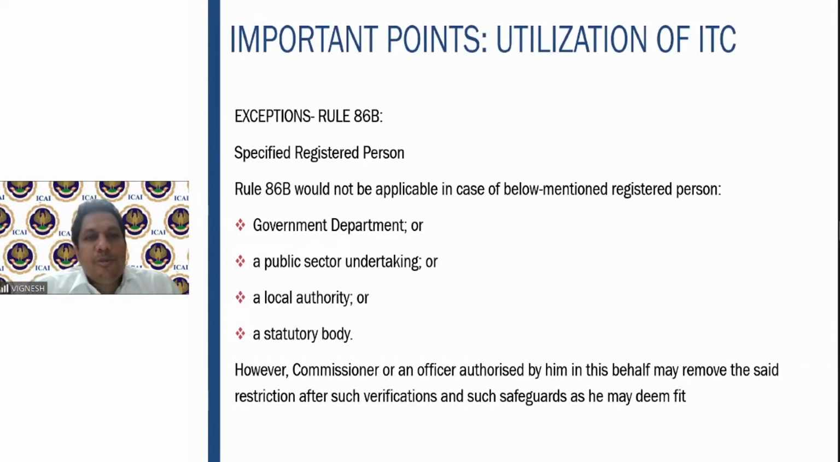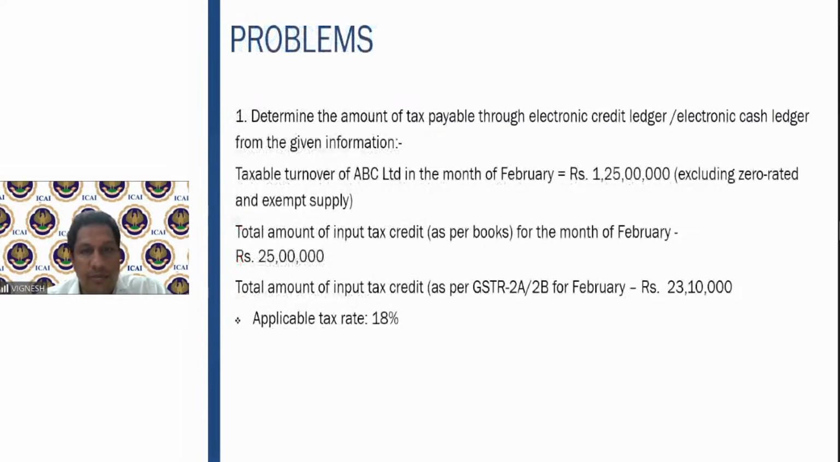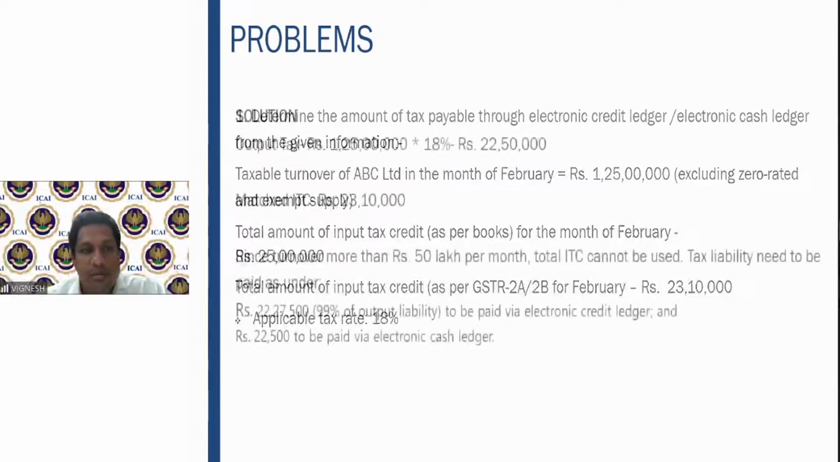Now, exceptions in 86B: specified registered persons. 86B will not be applicable to the below mentioned registered persons: government department, public sector undertaking, local authority, statutory body. In all these 4 cases, 86B will not be applicable. But sometimes the commissioner or any other officer authorized by him can also remove the restriction on such verifications and safeguards as he may deem fit. So the restrictions can also be removed by the commissioner if he feels that they have to pay the respective amount. Okay.